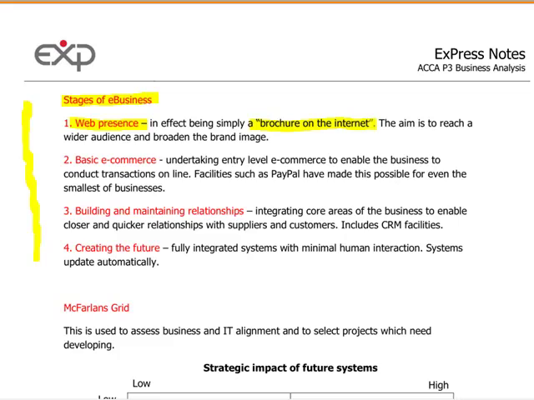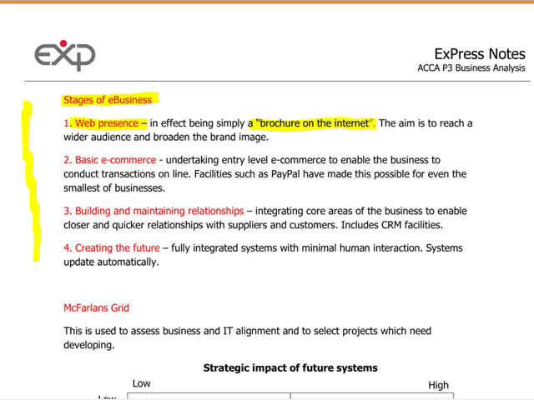So the aim of this is to release your brochure, release your information to the world at large. As it says here, the aim is to reach as wide an audience as possible and broaden the brand image. There's no real interaction. It's simply a brochure on the internet.